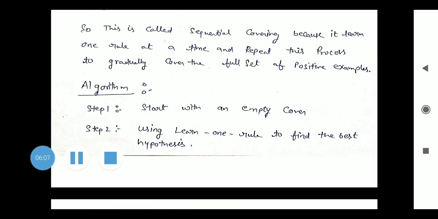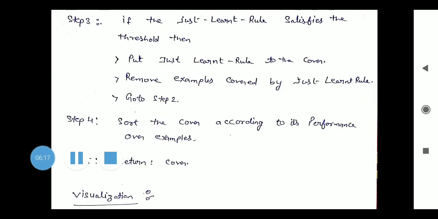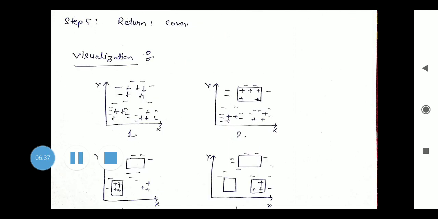So now we are going to discuss the algorithm. In step 1, start with an empty cover, and in step 2, use Learn-One-Rule to find the best hypothesis. If the just-learned rule satisfies the threshold, then put the just-learned rule into the cover. Remove the examples covered by the just-learned rule and go to step 2. In step 4, sort the cover according to its performance over the examples. In step 5, return the cover.